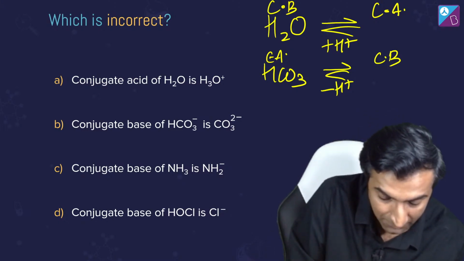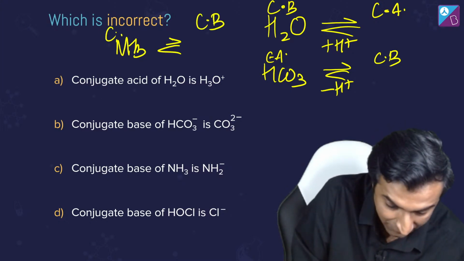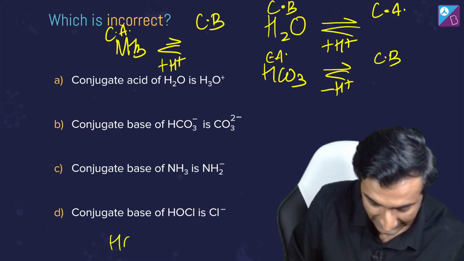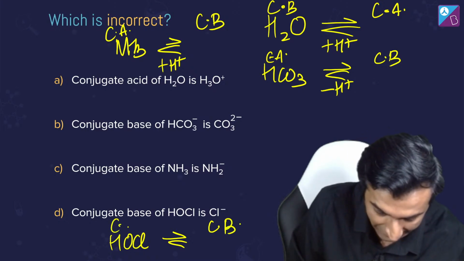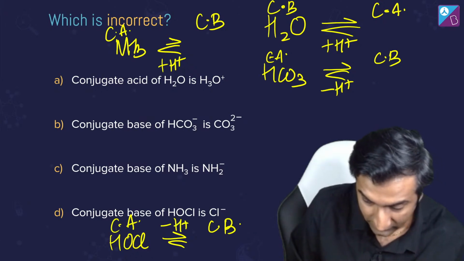देन बाकी क्या है? कॉन्जुगेट बेस ऑफ NH3. NH3 का कॉन्जुगेट बेस क्या होगा? मतलब this must be the acid. अगर ये एसिड है तो क्या करना है? Remove H plus. HOCl का क्या करना है? कॉन्जुगेट बेस. और ये होगा मतलब कॉन्जुगेट एसिड, है ना? तो अगर ये एसिड हुआ तो क्या करना होगा? हटाना पड़ेगा H प्लस. करेक्ट?